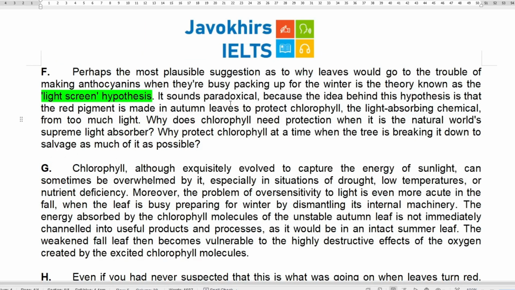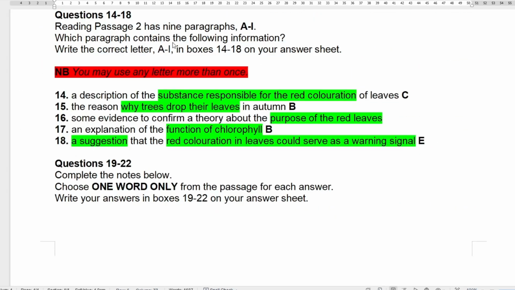So it sounds paradoxical, meaning very confusing, because the idea behind this hypothesis is that the red pigment is made in autumn leaves to protect chlorophyll, the light absorbing chemical, from too much light. Why does chlorophyll need protection when it is the natural world's supreme light absorber? Why protect chlorophyll at a time when the tree is breaking it down to salvage as much of it as possible? Okay, we don't have anything about that just yet.